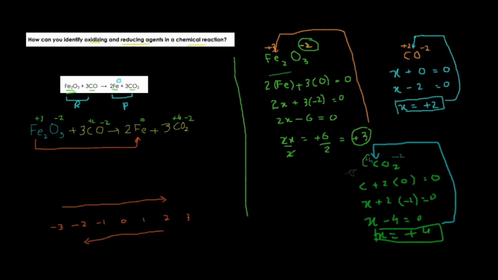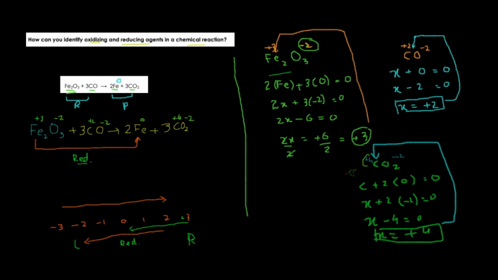So +3 to 0, what does this mean? It means you are moving from the left side to the right side of the scale, from +3 to 0, that is, you are moving from right to left, and once you move from right to left, there is a decrease in oxidation state, and a decrease in oxidation state is known as reduction. So iron is moving from +3 to 0. What does this mean? Iron is being reduced. Iron is showing reduction.